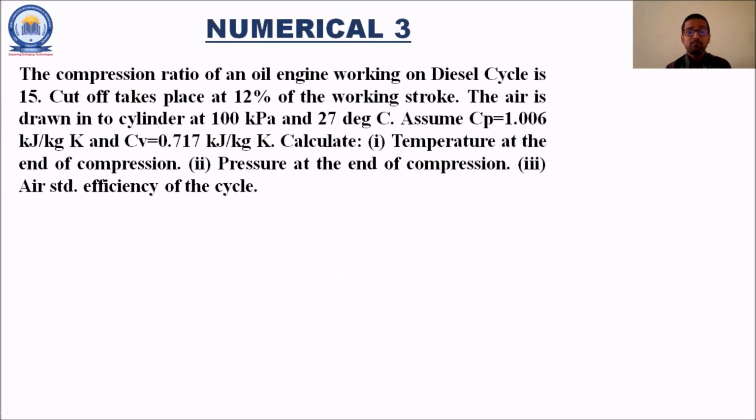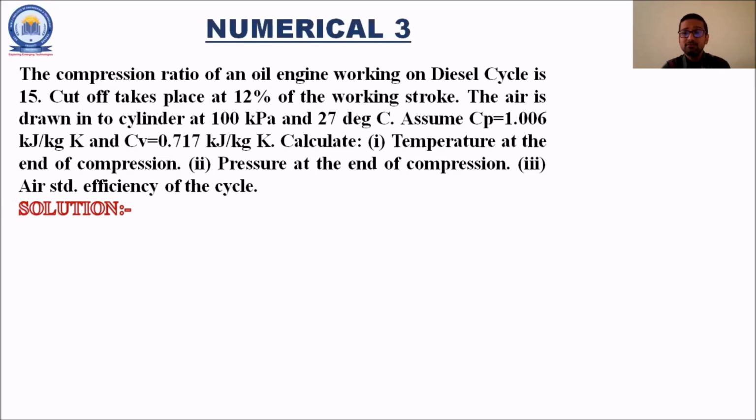In this numerical, the compression ratio of an oil engine working on the diesel cycle is 15. The cutoff takes place at 12% of the working stroke. This is a new statement which is coming into picture. Don't worry, I will be explaining this particular statement in the calculations. The air is drawn into the cylinder at 100 kilopascal and 27 degrees Celsius. Assume Cp 1.006 kilojoule per kg Kelvin and Cv 0.717 kilojoule per kg Kelvin. Calculate the temperature at the end of compression, the pressure at the end of compression, and the air standard efficiency.